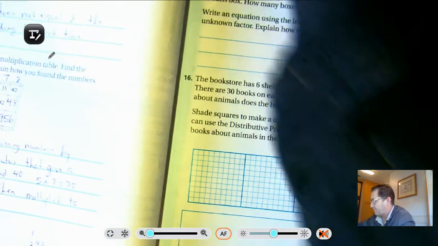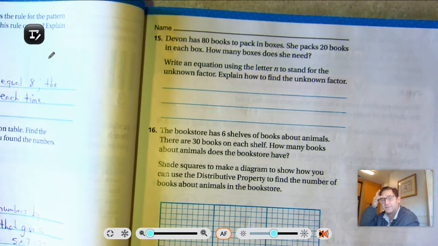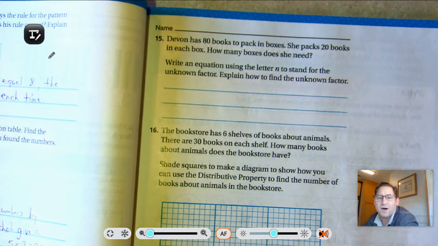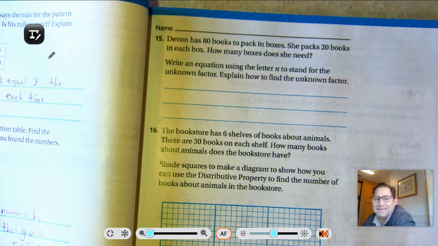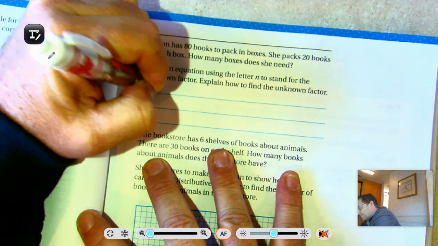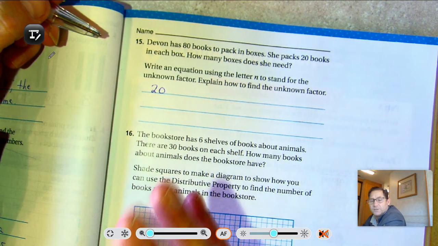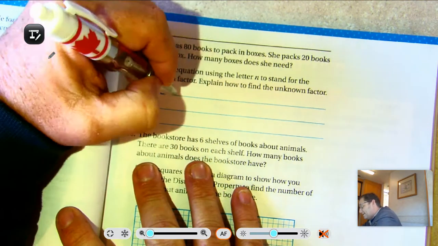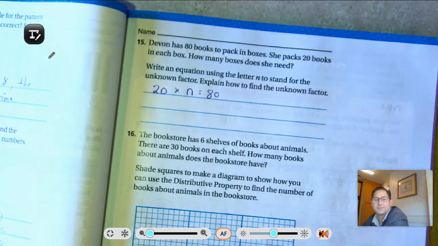All right, so page 215, number 15. Devin has 80 books to pack in boxes. She packs 20 books in each box. How many boxes does she need? Write an equation using the letter N to stand for the unknown factor. Explain how to find the unknown factor. So he's going to put 20 books in a box. So 20 times how many boxes will give me 80 books?